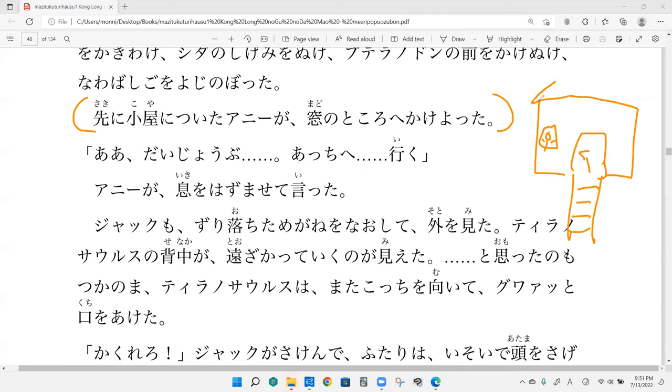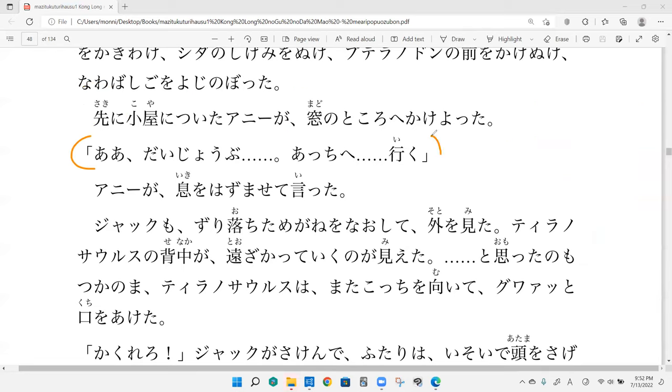The small house before. So the before is referring to Annie doing tsuita, from which is tsuita. Reach. Yeah. Okay. So the Annie who arrived before Jack into the small house, what does she do? She ran up to the window. Yep, perfect.